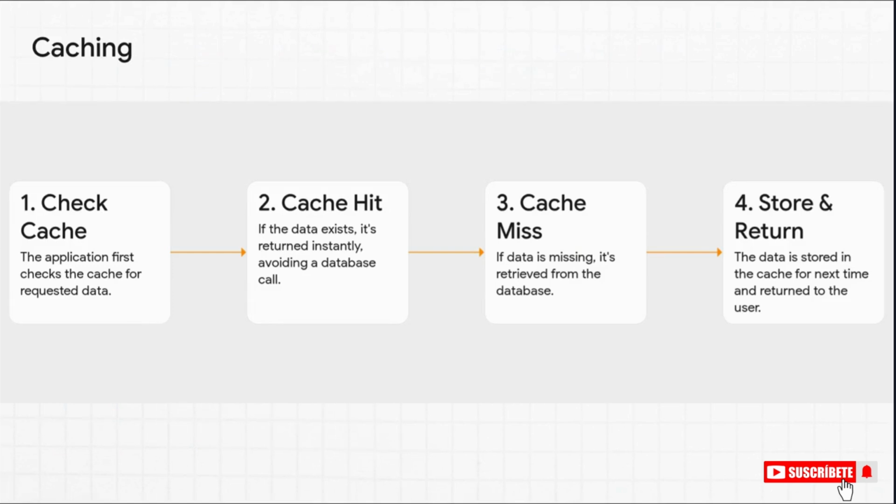And finally, the absolute fastest way to get data is to not go to the database at all. That's what caching is for. We store the most frequently used data in super fast memory. The strategy is simple. Always check the cache first. If the data is there, we call that a cache hit, you get it back instantly. If it's not, that's a cache miss. Okay, fine, we'll go get it from the database, but we'll also stick a copy in the cache to make sure it's faster for the next person.